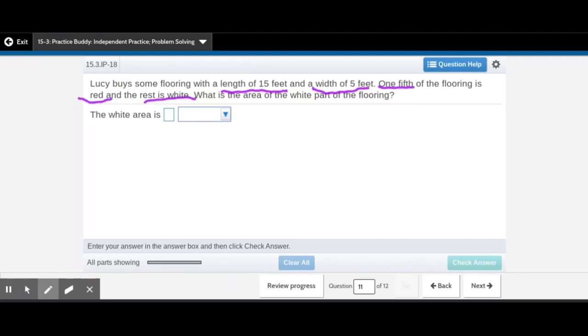If I know 1/5 of it is red, then obviously I need to do 5/5 minus 1/5 to see how many fifths are white. And that's just going to be 4. So I have 4/5 over there. So which part is the white part of the flooring with the area? So area, length times width, we know is multiplying. So let's get that part going.